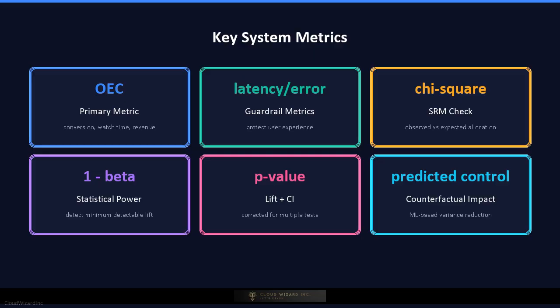The key metrics to memorize cold. First, the primary metric or online evaluation criterion such as conversion rate, revenue per user, or watch time per user.